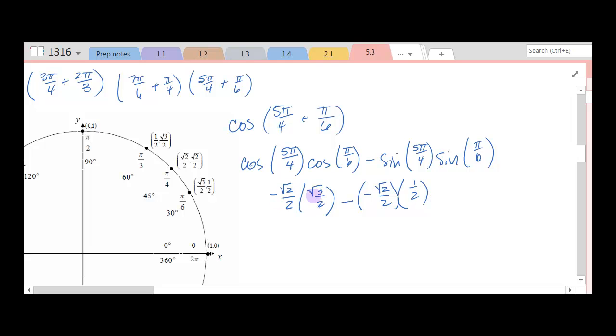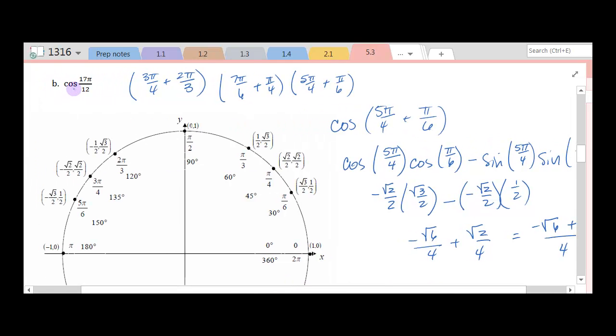So we multiply here. Multiplying the leftmost product, I get negative square root of 6 over 4. And then because this is a negative times a negative, I have a positive square root of 2 over 4. So we can leave it like this, or we could even write it as negative square root of 6 plus the square root of 2, all over 4. Again, the most challenging part of using the cosine sum and difference identity is just figuring out which two angle measurements could either add or subtract to give me the 17 pi over 12 that I'm looking for.